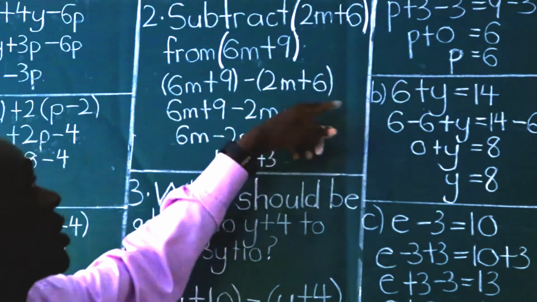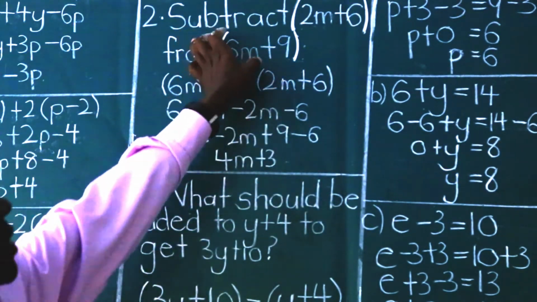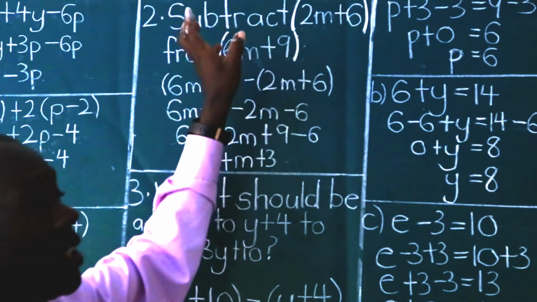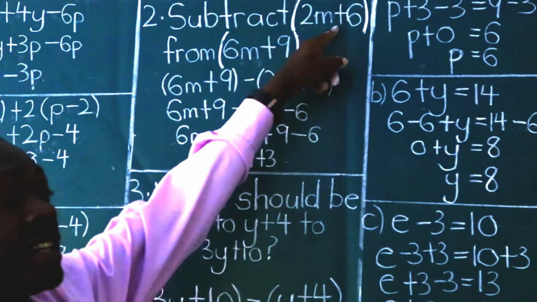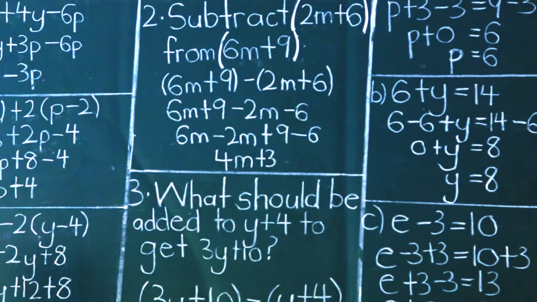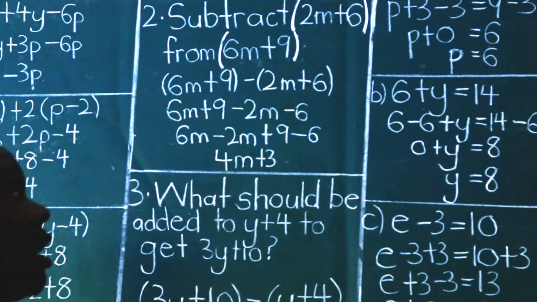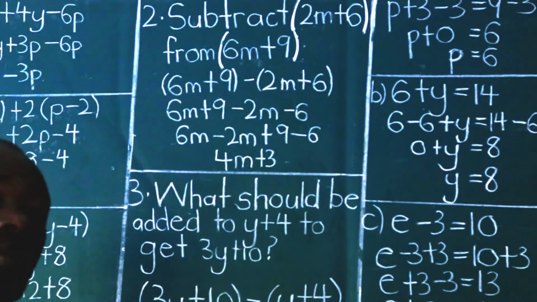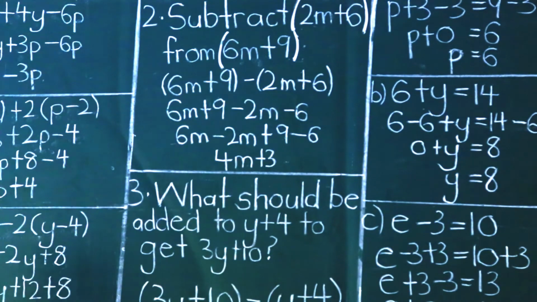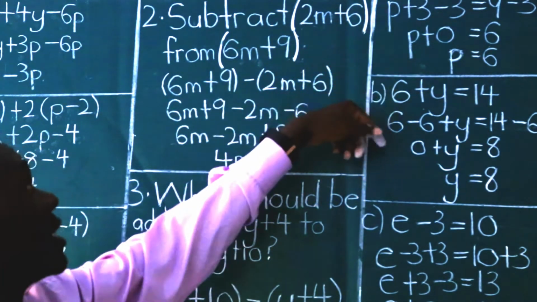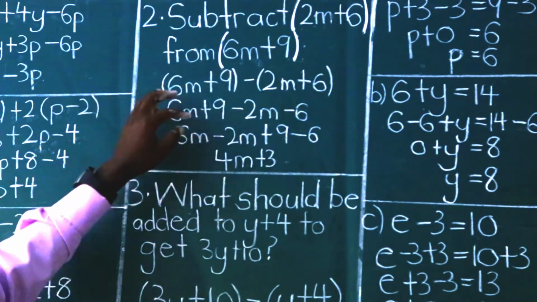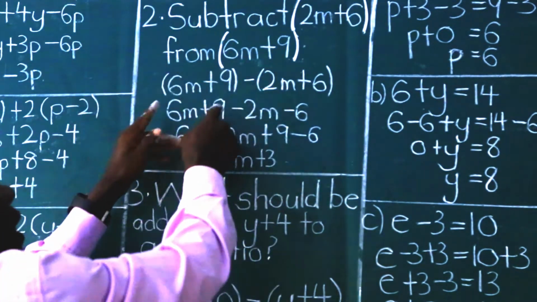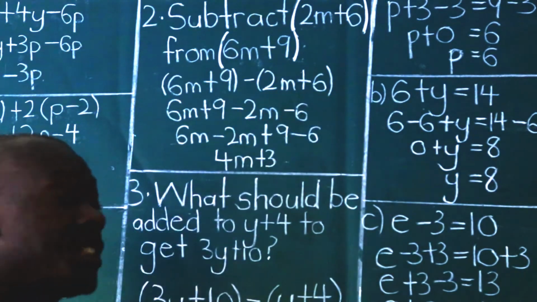Subtract 2m plus 6 from 6m plus 9 means 6m plus 9, please in brackets, minus that one, the first one, 2m plus 6. That's what it means. So you have to change the order. When you hear "from", where "from" is, that is where you write first. So that number that bears the word "from" is the one you write first in interpretation of that statement. So subtract 2m plus 6 from 6m plus 9 means 6m plus 9 in brackets minus 2m plus 6.